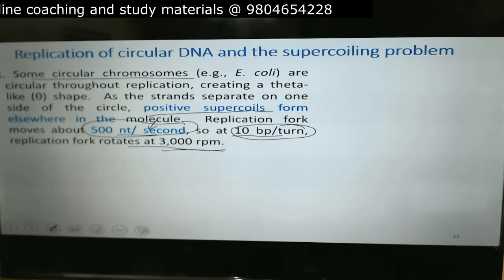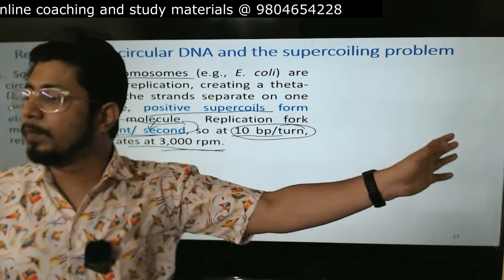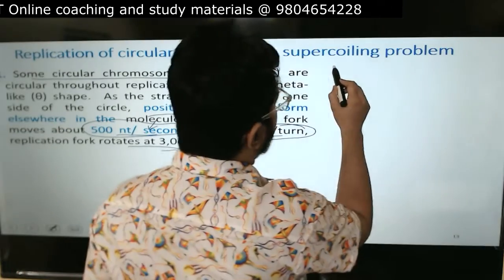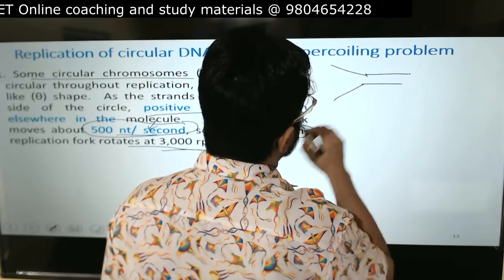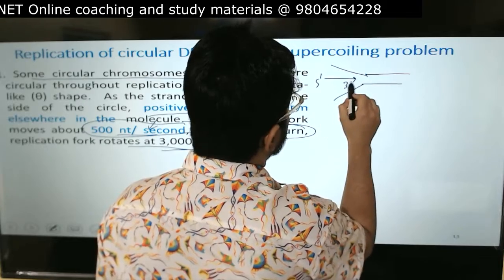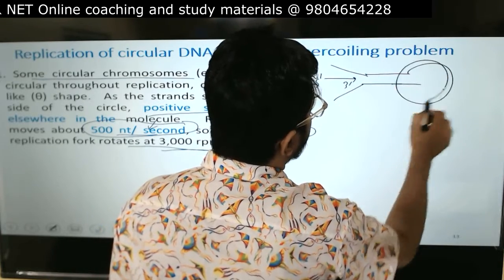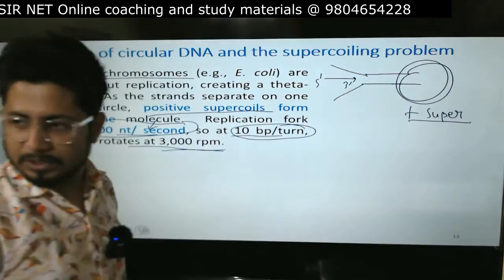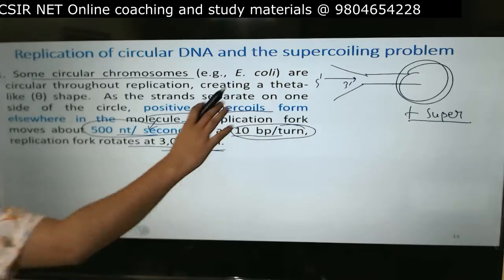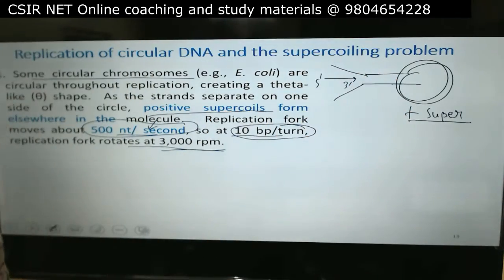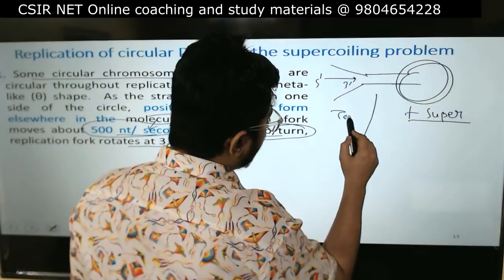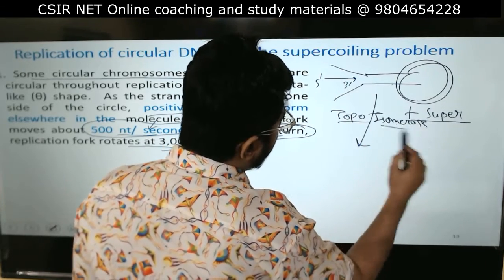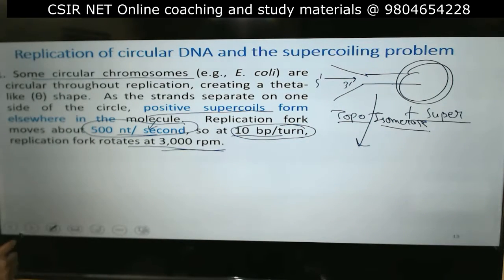And this rotational movement can cause positive supercoiling upstream of the replication fork. So if this is a replication fork, and this is the movement 5 prime to 3 prime, then the positive supercoiling will be done upstream of it. The positive supercoiling that is formed needs to be released, and who releases it? Topoisomerase. Topoisomerase enzyme can release these positive supercoils.